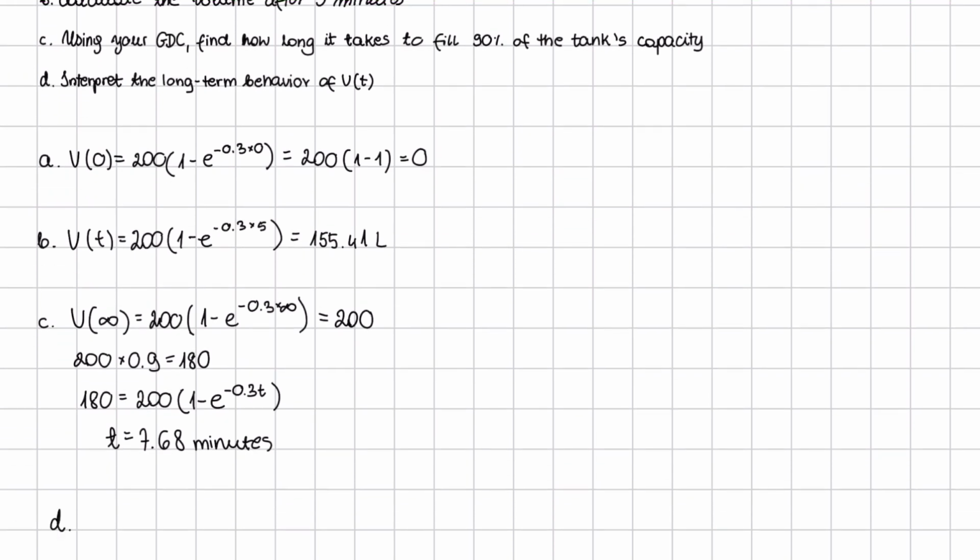And in D we have to interpret the long-term behavior of V, and as we know from the previous point, from point C, when we have a t, a very huge number, so we can say infinity, our tank reaches its maximum capacity.